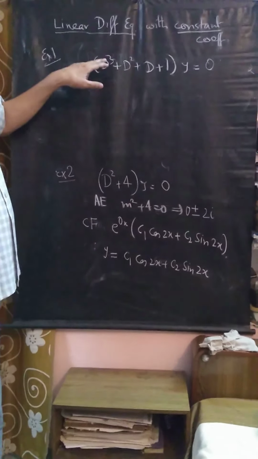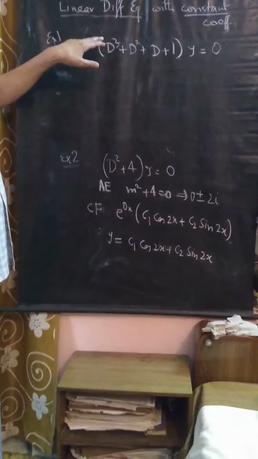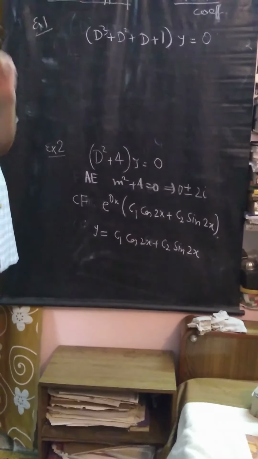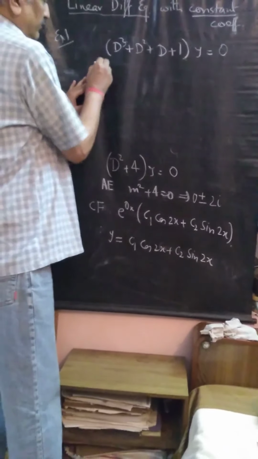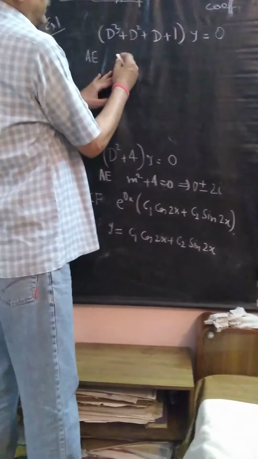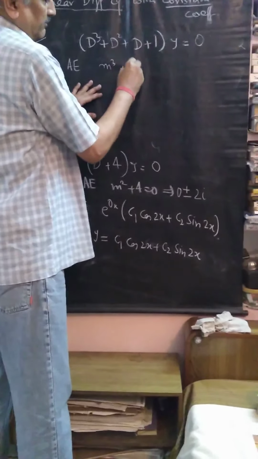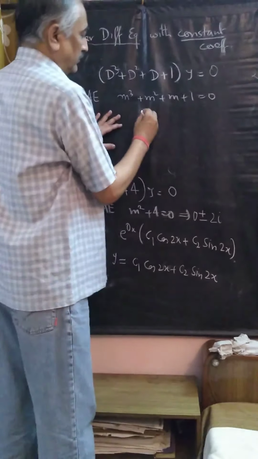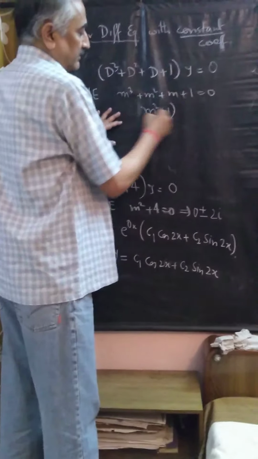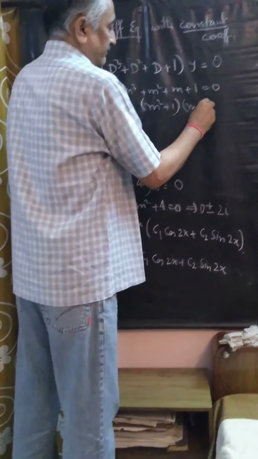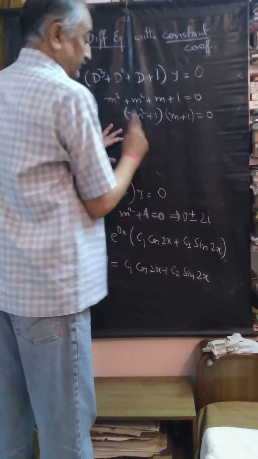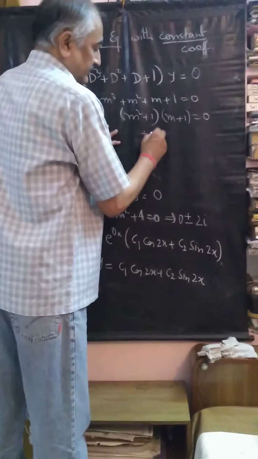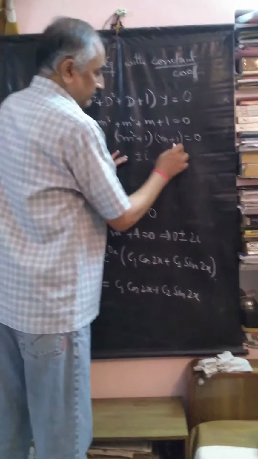Equation is of order 3. So there should be 3 arbitrary constants. We know that auxiliary equation is m cube plus m squared plus m plus 1 equal to 0. So there is one factor which is like this, there is another factor which is like this. So 3 roots given by plus minus i and minus 1.